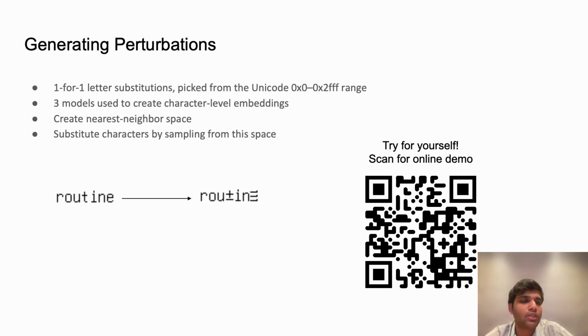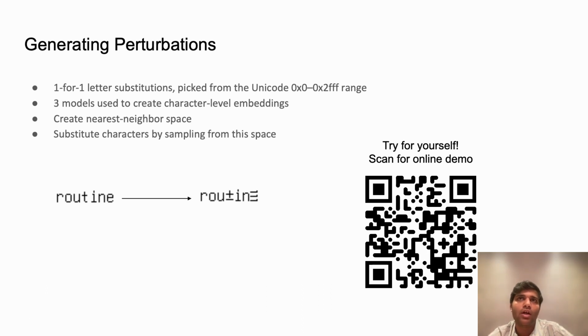The second thing we do is to use these embeddings for each model to create a nearest neighbor space for all these characters in the Unicode range. We create one space for each of the three models, and to do that, we use the model's embeddings for each character and cosine distance as a metric.